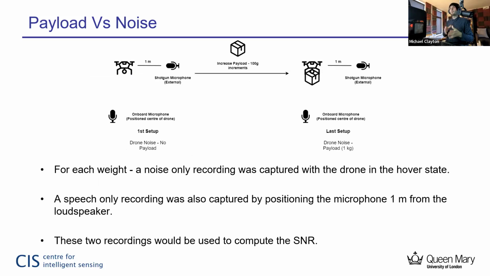For this, we use an onboard microphone and an external microphone. We used the external microphone for our analysis because it gave a much more realistic depiction of what was going on with SNR. Essentially, for each weight, we record a noise-only recording, so the drone in the hover state. Then we record a speech-only recording, captured with the microphone placed 1 meter away from the loudspeaker and played back, so we can record that separately. Then we use these two recordings to compute the signal to noise ratio.